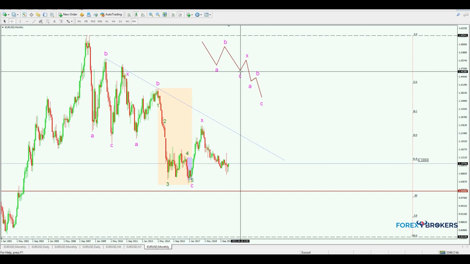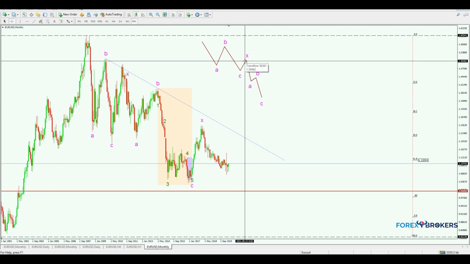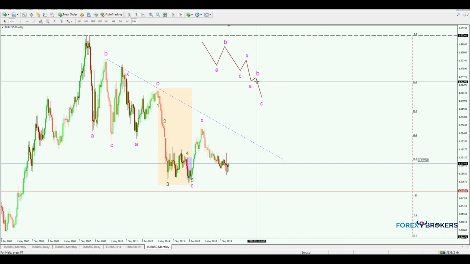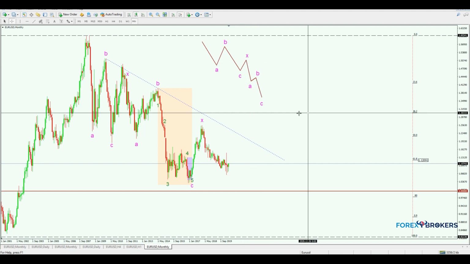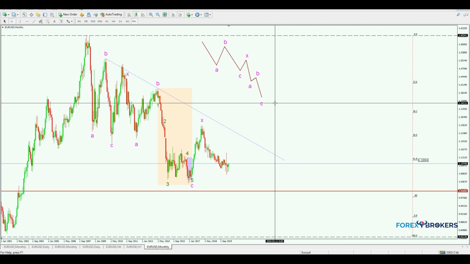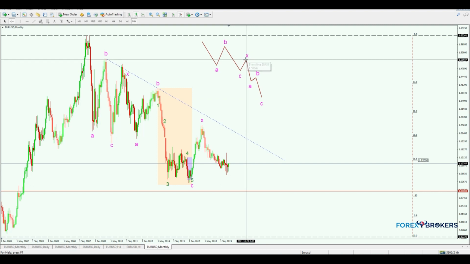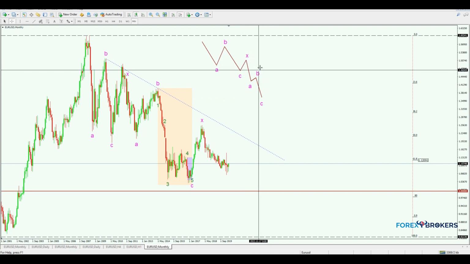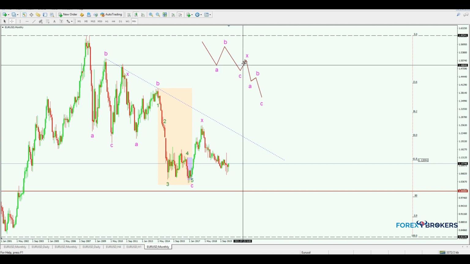So at this point in time we have an ABC, the first correction, an intervening X wave, and an ABC as a second correction. As the Elliott Wave trader, you should have in mind that if this X wave was small, and if this is a complex correction with a small X wave, the second X wave must be small as well. In other words, the second X wave cannot end beyond 61.8 of this ABC, but it should end something like this.